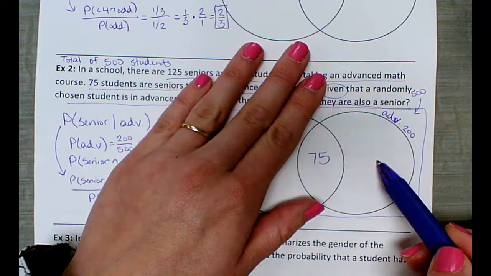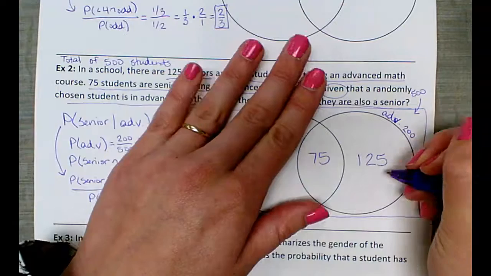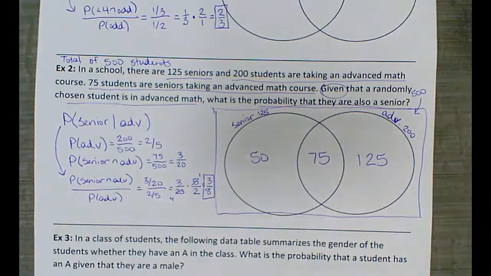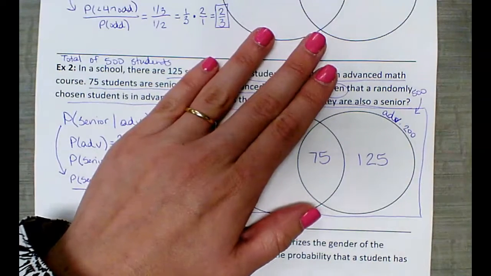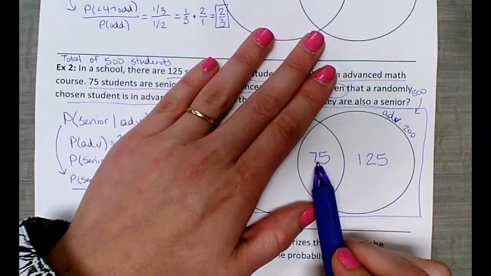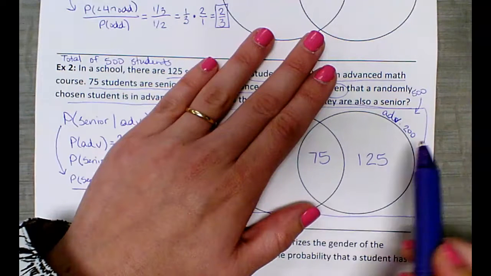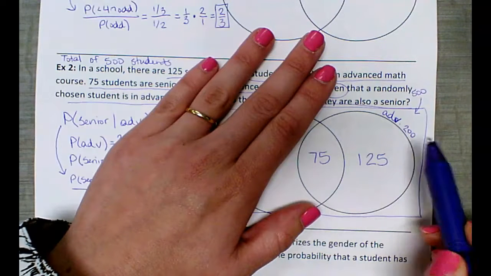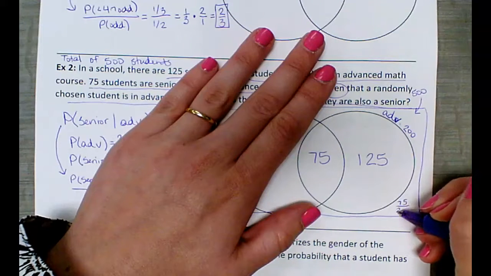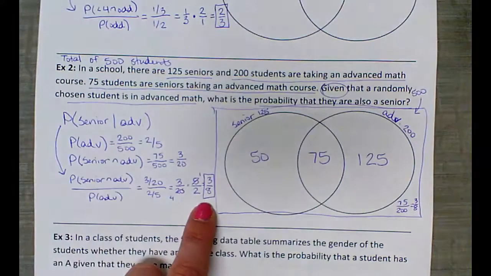How many are not seniors? So 200 minus 75 would give you 125. If I were trying to find the probability that a student was a senior, given that they're in an advanced math class, I'd only look at the advanced math class in the Venn diagram, and the probability that they are a senior out of this is 75 out of, sorry, 75 out of the sum of these, which is 200. So if you simplify 75 out of 200 by 25, you get 3 out of 8, which is what we got using our formula.